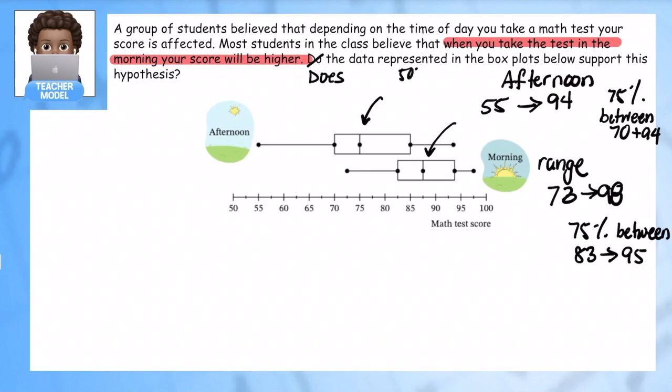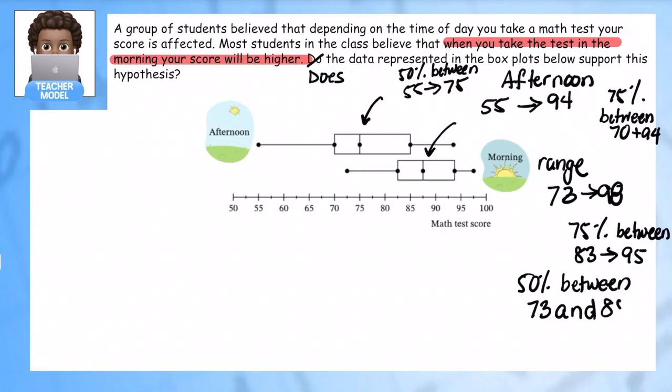So 50% between 55 and 75 for the afternoon. And for the morning, 50% between 73 and 88. So just based on this data, the hypothesis seems to support the claim.